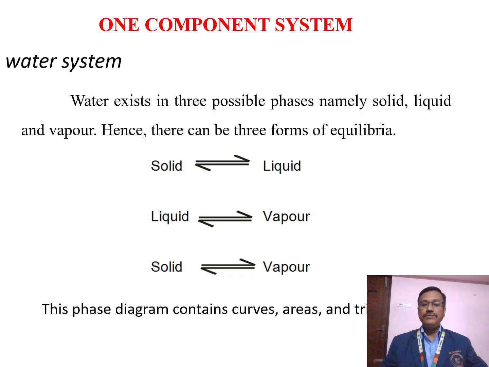The phase diagram we are going to draw is for this water system. The phase diagram, as we have studied, is pressure versus temperature. Pressure is taken on the y-axis, temperature is taken on the x-axis. While drawing, we will be starting with a point. Using that point, we will be having some curves. In between the curves, we will be having areas, and the point is known as triple point. All these things we are going to explain in a step-by-step manner.